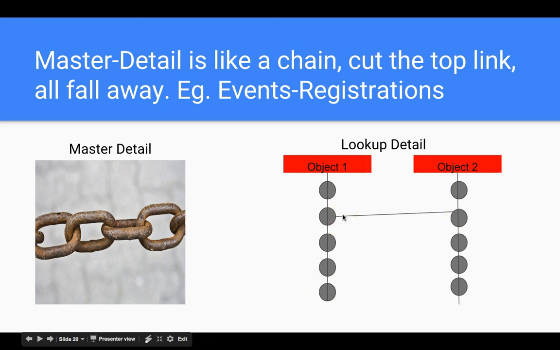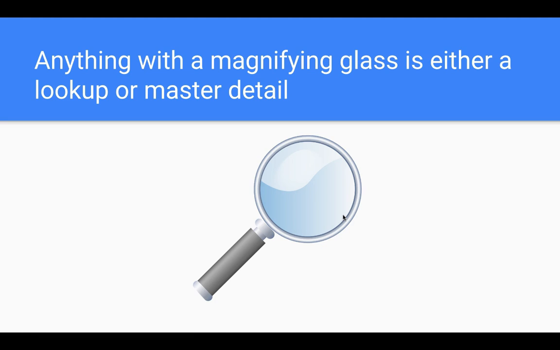Okay. All right. So anything with a magnifying glass is either a lookup or master detail. That's something you'll notice in Salesforce when you're looking up a field. You can select using the magnifying glass, and that will tell you whether this is a lookup or master detail record.